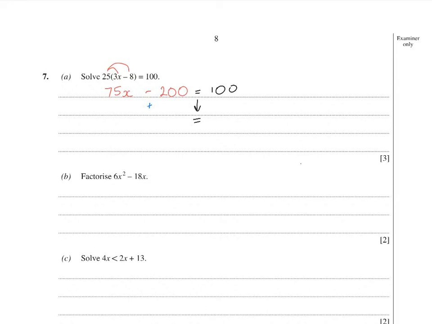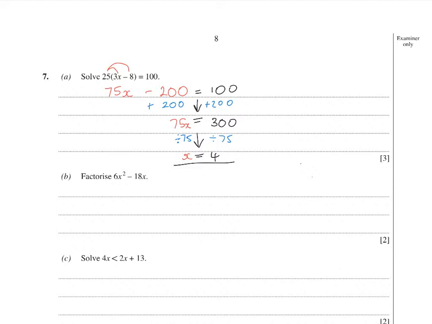Minus 200, so I'm going to add 200 to each side. So I'm going to get 75x is equal to 300. And then I am going to divide both sides by 75 because that is the number in front of x. And that should give me an answer of x equaling 4. If you did this another way, it is massively important that you state x equals 4. If you just write down 4, you can't get any of those 3 marks at all. You must state what it is you're doing.